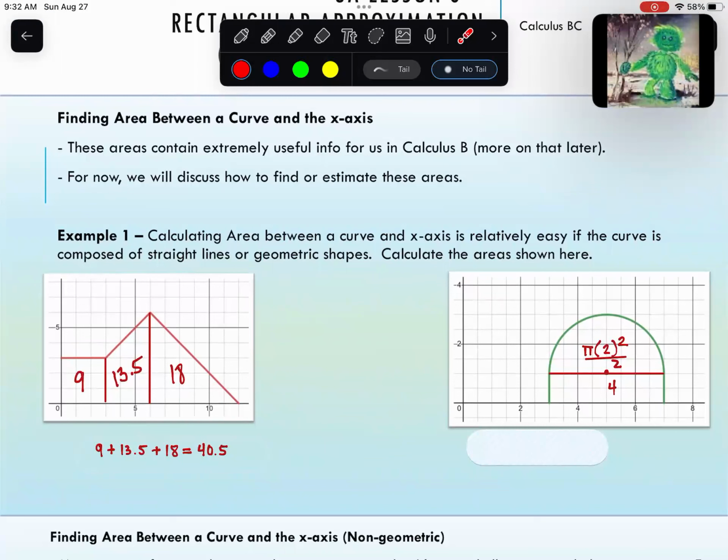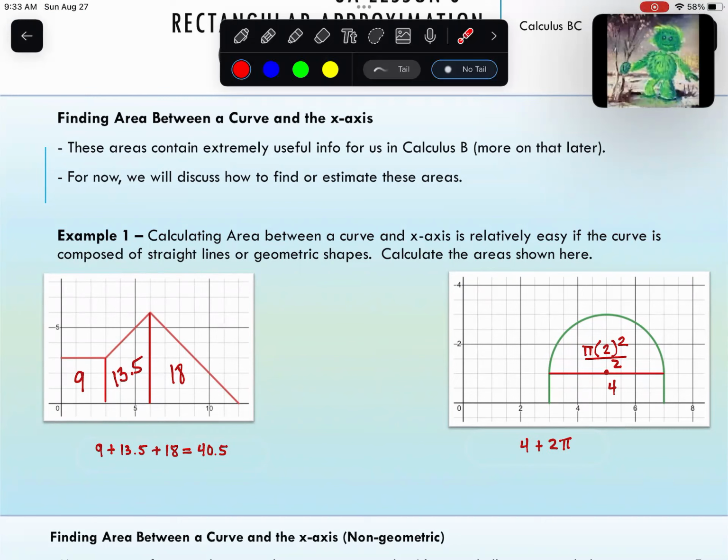In this case, it would be 9 plus 13.5 plus 18. If you don't remember how to find the area of a trapezoid, it might be worth looking that up real quick. It is something that's going to show up throughout this unit. Over on the right side, we've got this green function, and we can split it up into what appears to be a semicircle with a radius of 2, and then a rectangle. So to find the total area between that green curve and the x-axis, a fairly simple calculation.